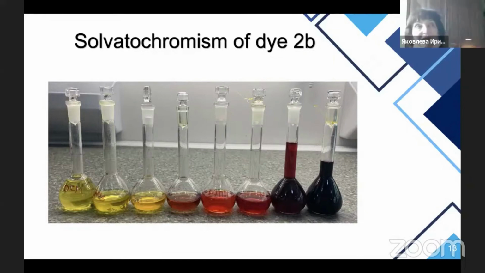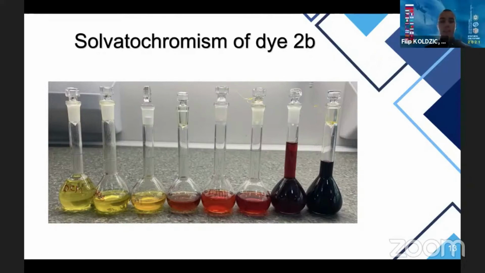Could you say, what is the potential for commercialization of your new dyes? I'm sorry, could you please repeat the question? Could you assess the commercial potential for commercialization?